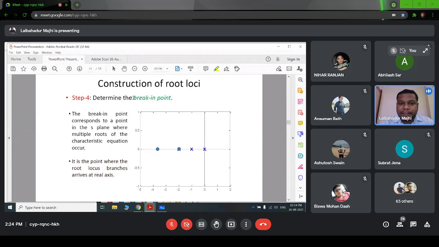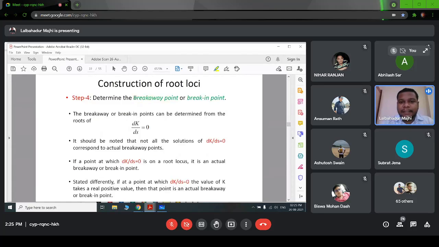Similarly, the break-in point. The break-in point will occur between two consecutive zeros. If there are two consecutive zeros, then there will be a break-in point. Between two consecutive poles, we have the breakaway point. Okay.